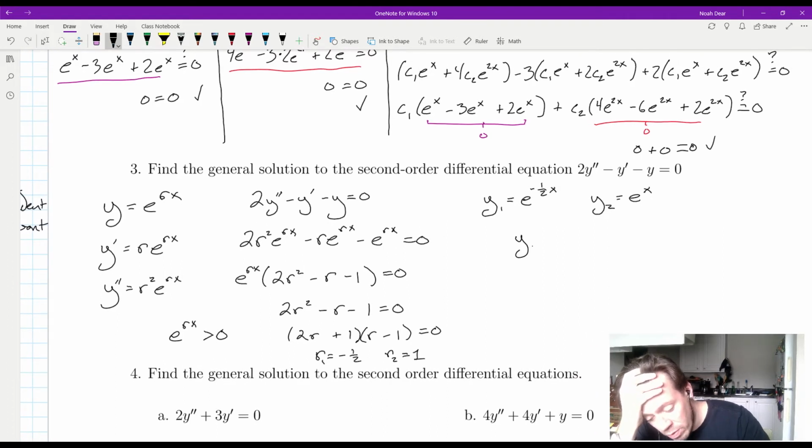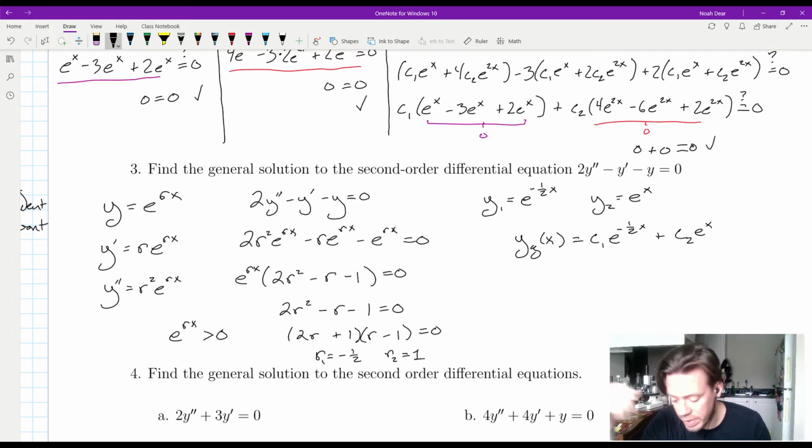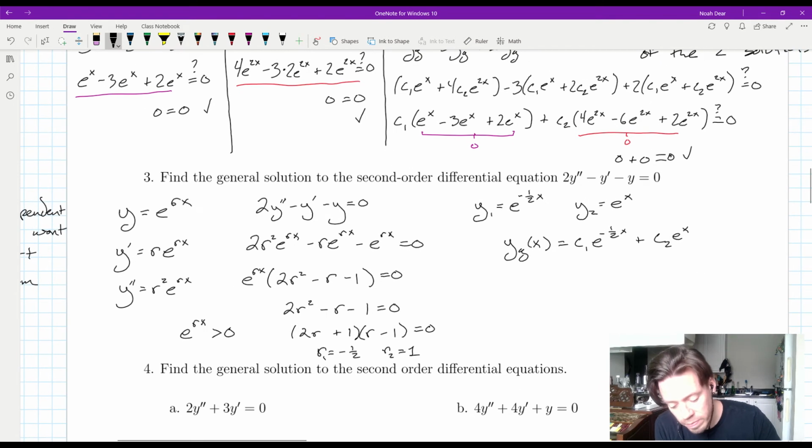From this, we can say what our general solution is. It's the linear combinations of these particular solutions. So that's going to be y sub g of x equals c1 e to the negative 1/2 x plus c2 e to the x. And we're done. That is the general solution to this second order differential equation.